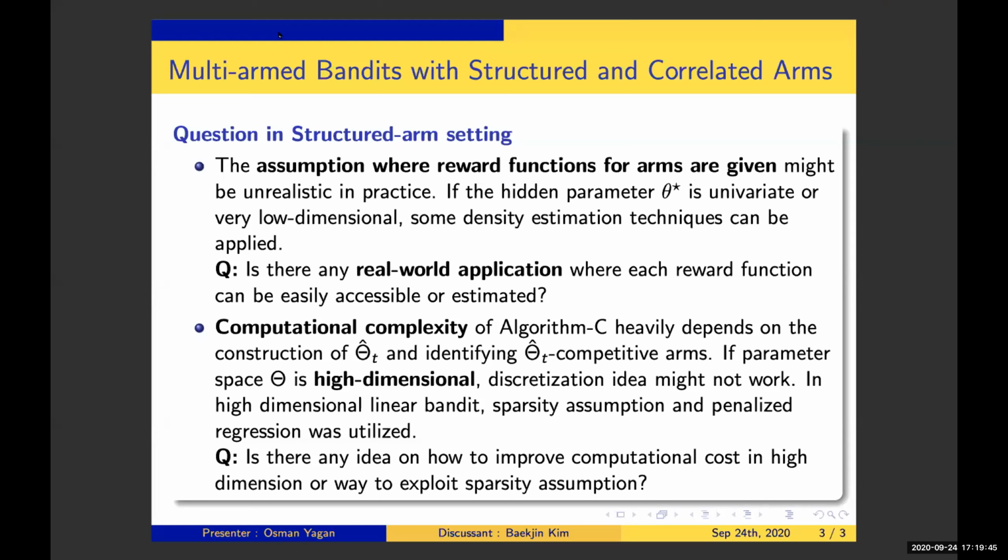The second one I'm not too sure about actually, like what are the computational costs in high dimensions and how can we exploit sparsity? I'll think about it and get back to you on that. If theta is high dimensional, I agree with you that some of these steps of the algorithm can be extremely computationally intensive, and without linearity, maybe the sparsity assumption is not as easy to exploit. But it's a good question. I'll think about it.